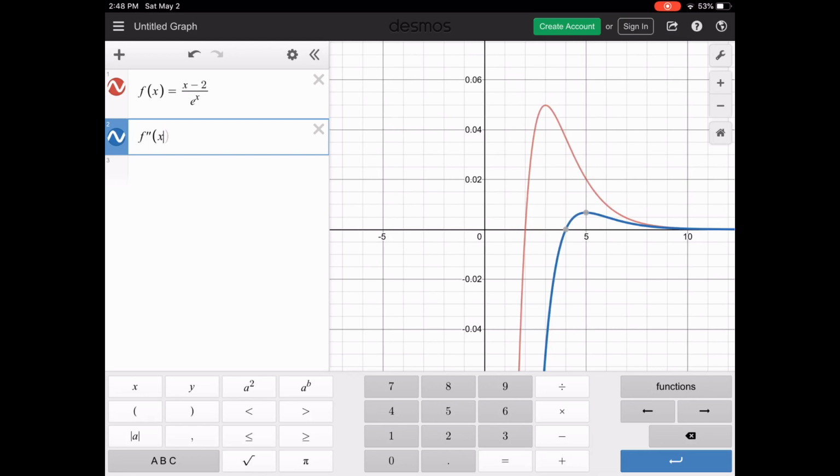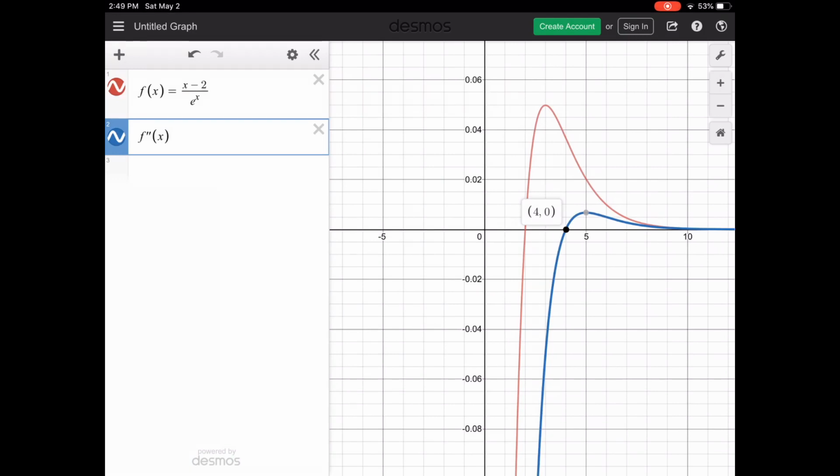And it's kind of hard to tell exactly what it's saying, but it is telling you that the second derivative is 0 when x is 4, and also the second derivative changes from being negative, so that means concave down on the original, to positive somewhere over here, which means that it's concave up on the original.